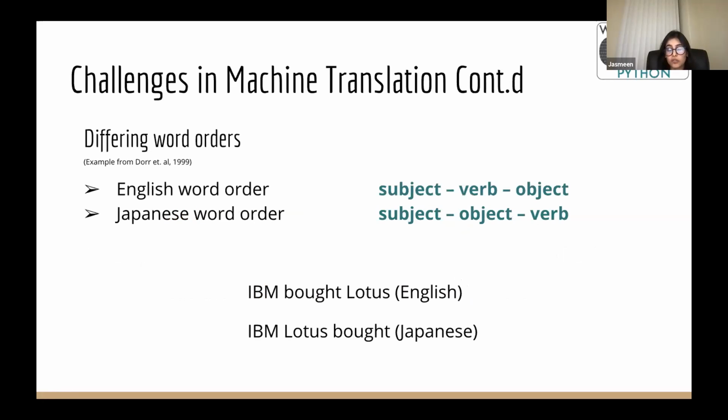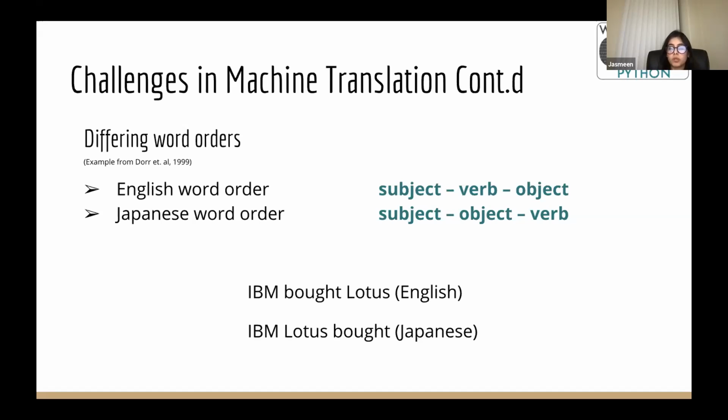Another challenge is that different languages have different word orders. So if we consider the translation to English and Japanese, English is systematically subject, verb, object, and Japanese is subject, object, and verb. So here's a simple example that you can see, but if you start using longer sentences, these kind of word order differences can get really quite complex for different languages.